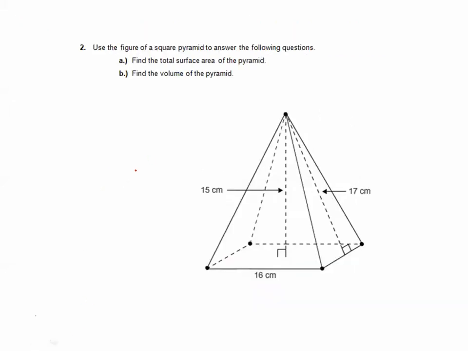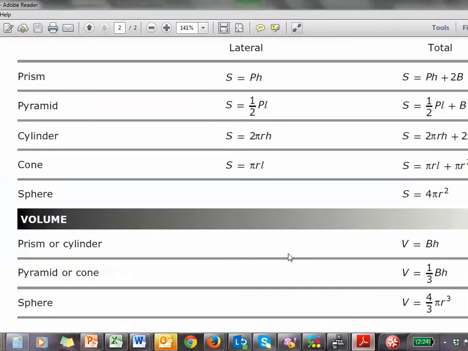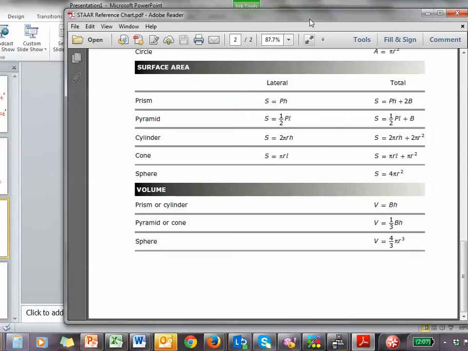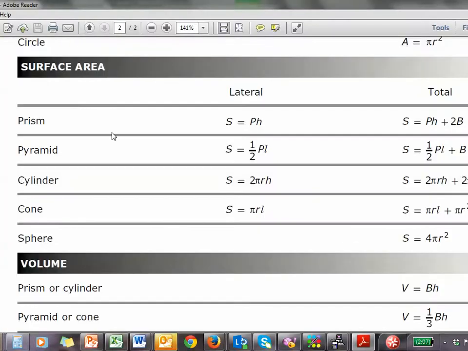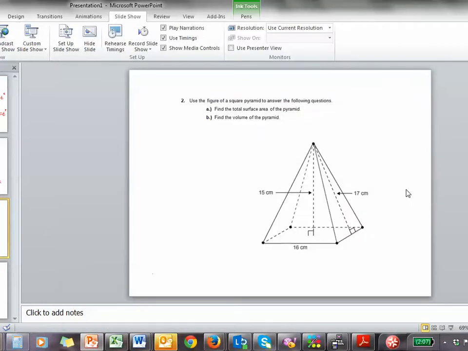On this one, we want to find the total surface area and the volume. You need to go to your formula chart. It says the surface area for a pyramid is going to be 1/2 PL plus B. So we're going to use that first.